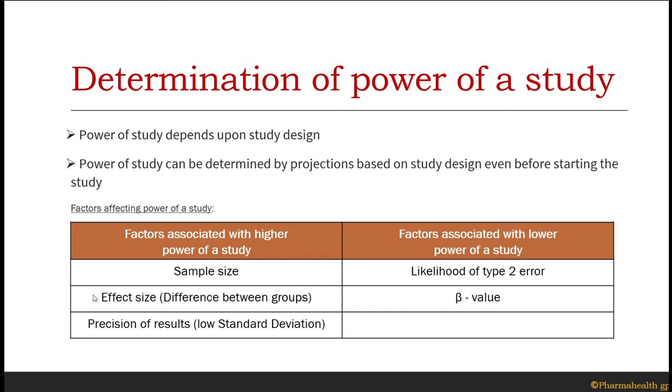The second factor is effect size. Effect size simply means the difference between the groups. Let's talk about the reduction in blood pressure by two drugs. If one drug causes a reduction of 5 mm of Hg, and the other drug causes a reduction in blood pressure of 15 mm of Hg, then the difference between groups would be 10. Here the effect size would be 10. The higher the effect size, the higher would be the power of study.